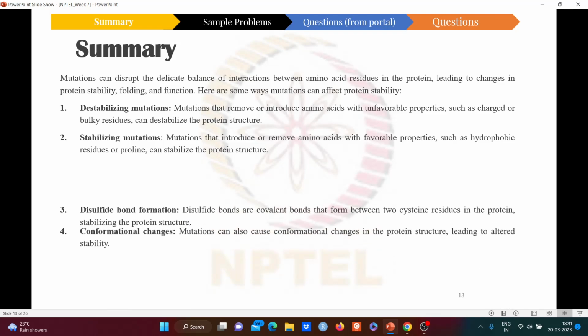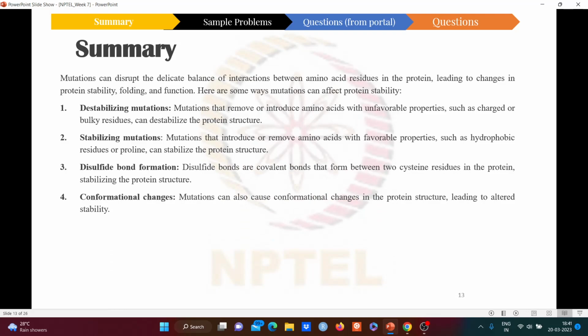Next is the disulfide bond formation. Mutations that introduce or remove cysteine residues can affect disulfide bond formation and the stability of the protein. For example, the substitution of cysteine with serine in insulin prevents disulfide bond formation and leads to decreased protein stability and activity.